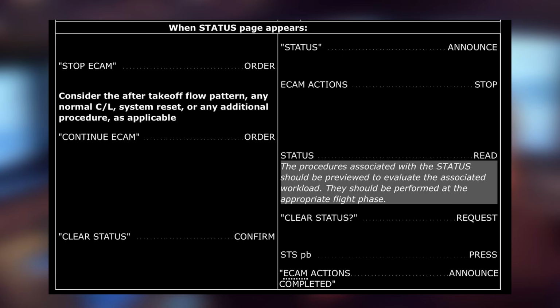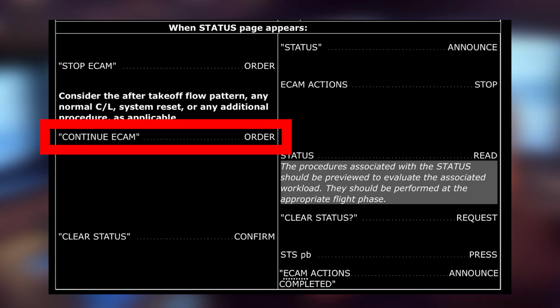Also, pay particular attention to the callout used when pilot flying wants to get pilot monitoring to read the status page. It is continue ECAM. This replaces read status as a command. Read status is no longer an appropriate callout for this procedure. It's continue ECAM. With that being said, let's continue on.